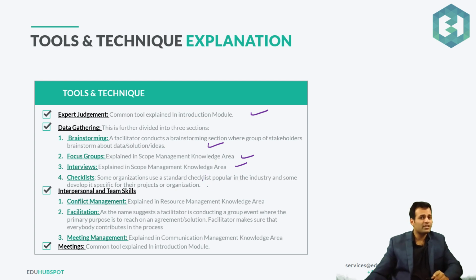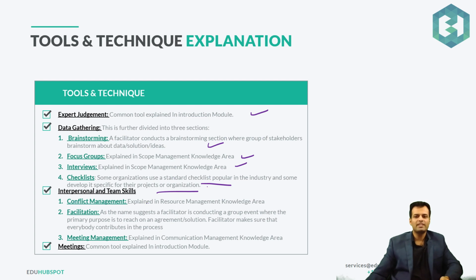Checklist. This is a new one. Some organizations use a standard checklist popular in the industry, and some develop it specific for their projects or organization. So when I say checklist, there are some industry specifics which are very, very popular. They have already defined checklists which you just need to go and start following. But sometimes there are some checklists which are very specific to the organizations as well. So you use that. It's one of the data gathering techniques.